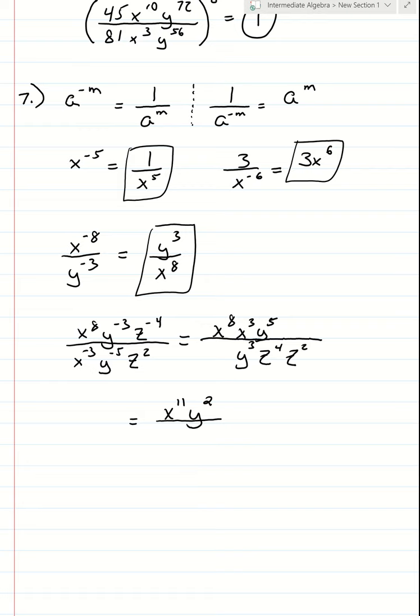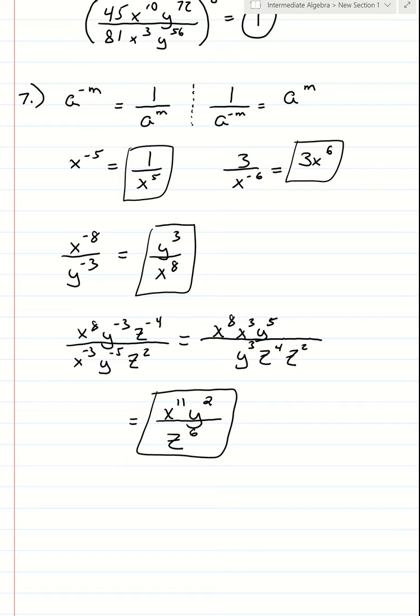Lastly, we have to do the z's. They're being multiplied. So that takes us back to the very first law, which means we have to add those powers. And when we add them, we get z to the 6th. And that would be your simplified expression.